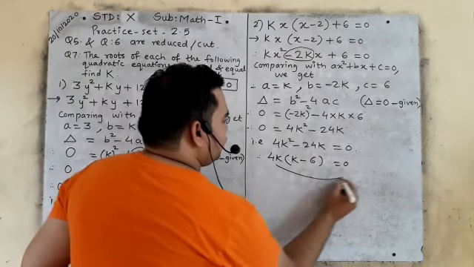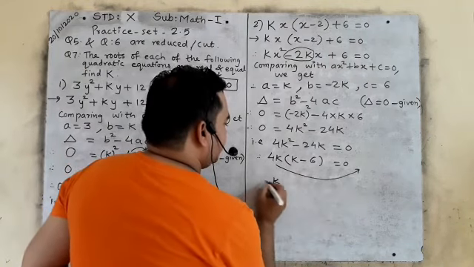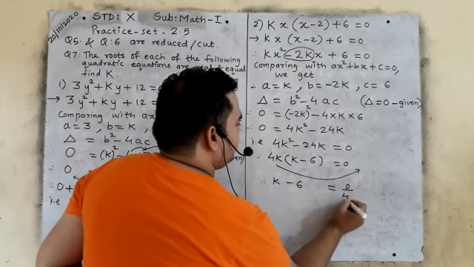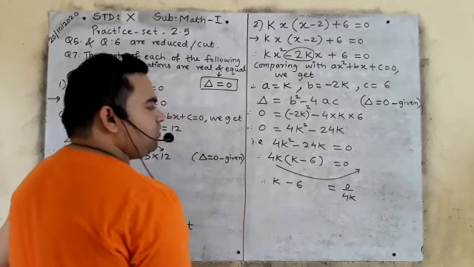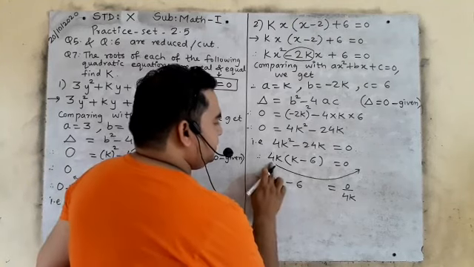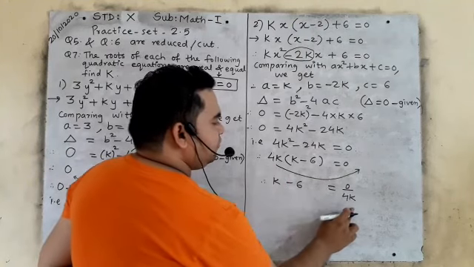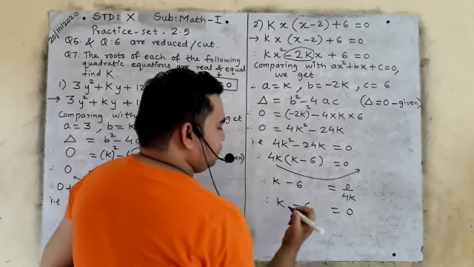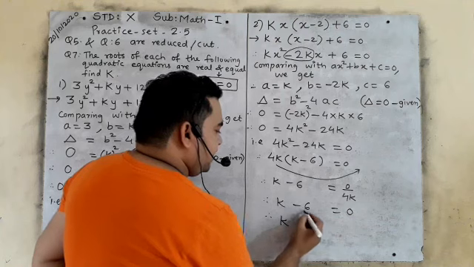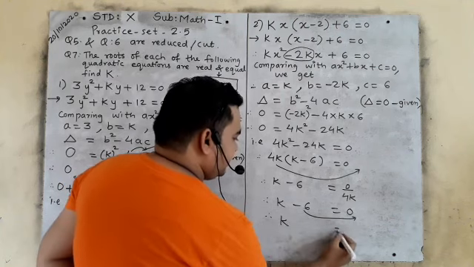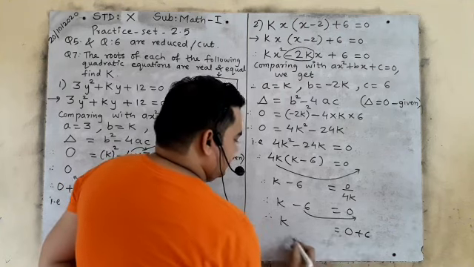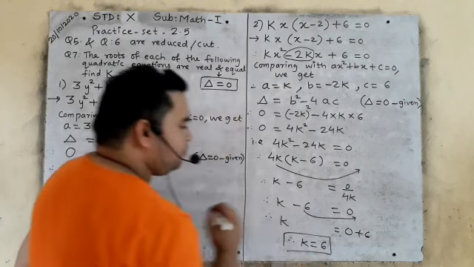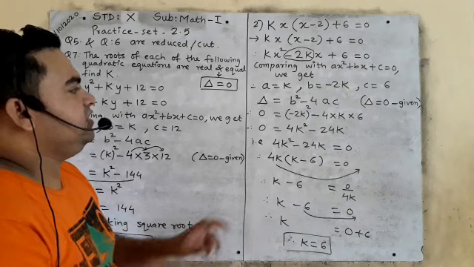Now what will you write? This multiplier will go to the other side, so 4k into k minus 6 gives k minus 6 is equal to 0 upon 4k. Because the multiplier goes to that side, it will divide. So k minus 6 is equal to 0. Now this minus 6 will go to the other side, so 0 plus 6. Therefore k is equal to 6. I hope you understood how I have solved this.